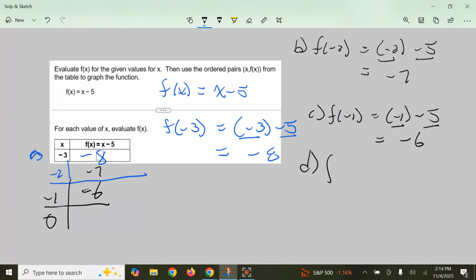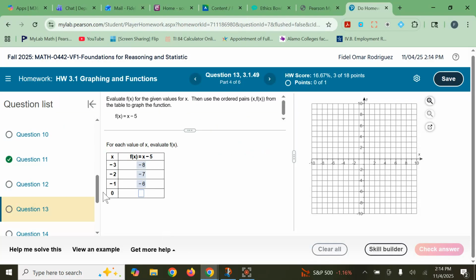So look, y'all, part D, f of 0. 0 minus 5. I don't have any money and I owe you 5. Guess what? I still owe you $5, right?